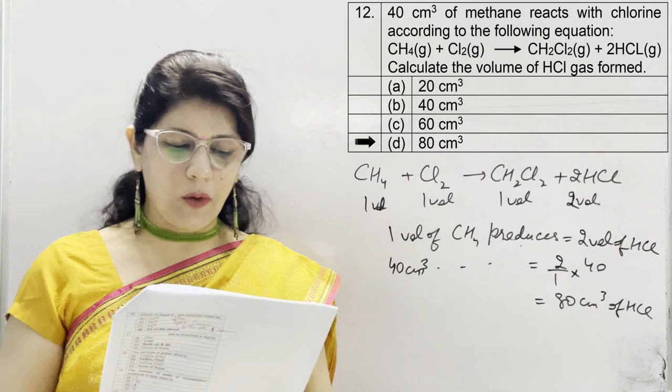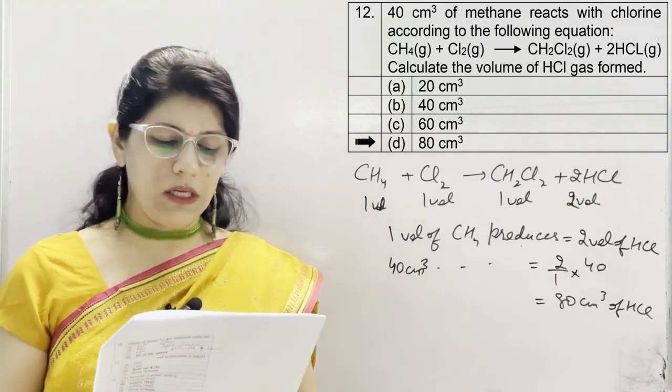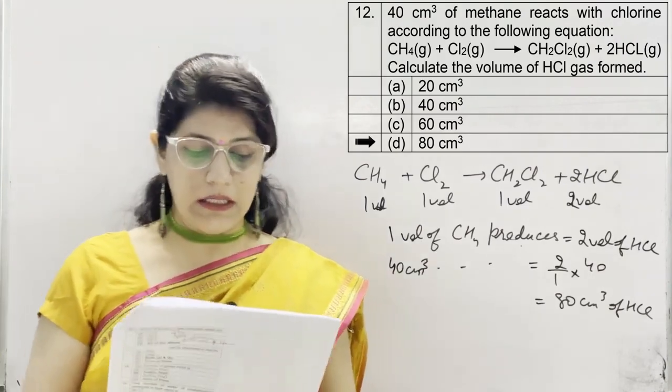Given options are A 20, B 40 centimeter cube, C 60 centimeter cube, and D is 80 centimeter cube, and 80 centimeter cube is our right answer.